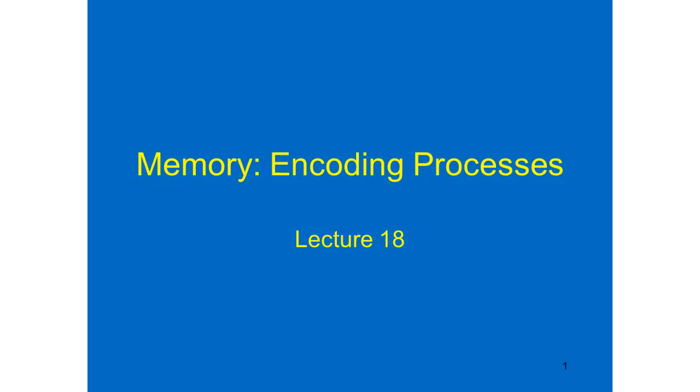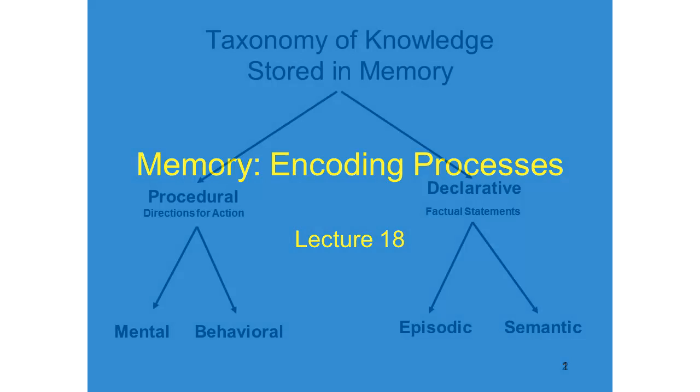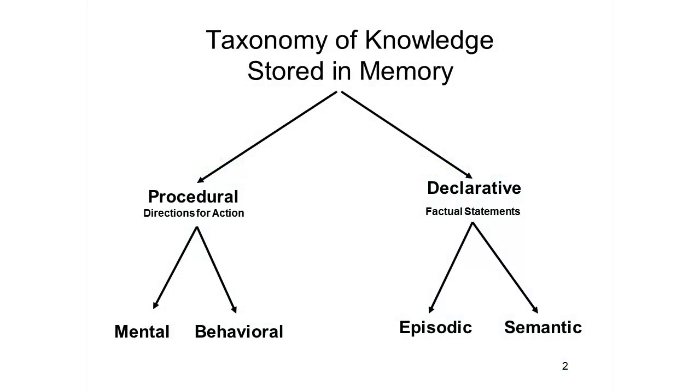Lecture 18, Memory Encoding Processes. We turn our attention now to long-term memory, what James called secondary memory, or memory proper. What people really mean by memory, the permanent repository of knowledge stored in the mind. And the first thing to note is that this knowledge comes in a variety of forms.